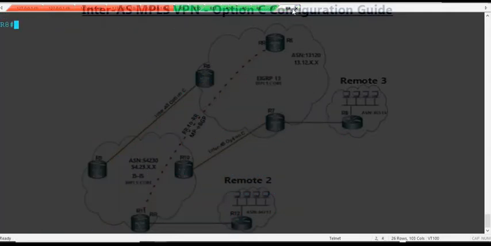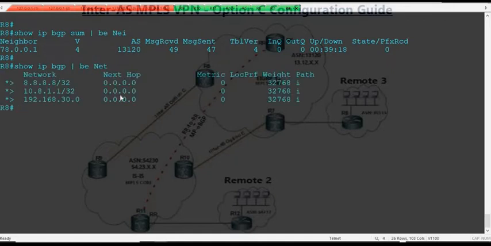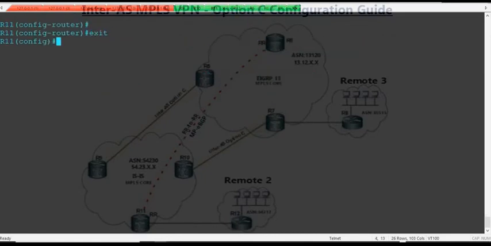Now we move to the next phase, which is the remote side. How are they learning? Right now, they are not learning any prefixes because we still need to do a configuration on the PE side. On R8, we can see there is nothing coming from the PE, and the same thing on R12, which is at remote 2.